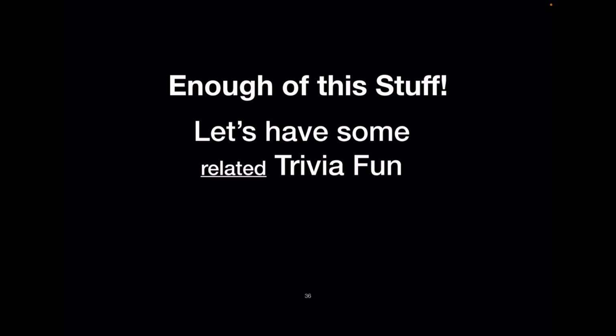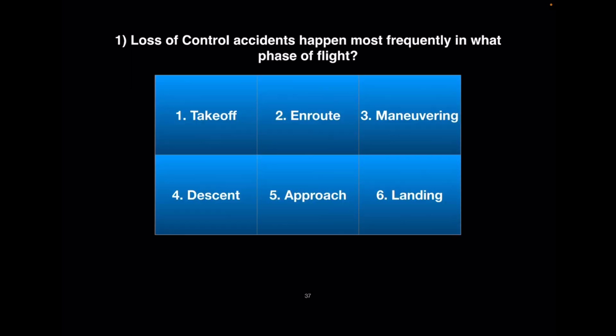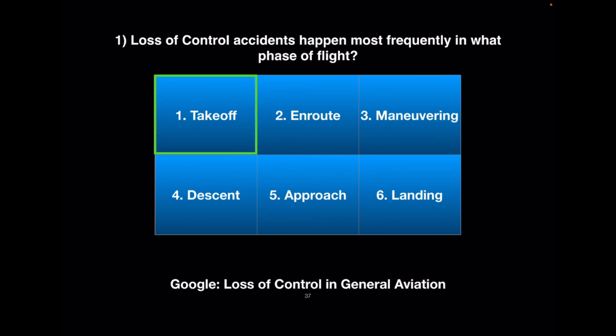Okay, I am going to give you some questions to answer. I'll give you some time to think about it, and then let's see if you get the correct answer. So question 1. Loss of control accidents happen most frequently in what phase of flight? Five, 4, 3, 2, 1. Takeoff.